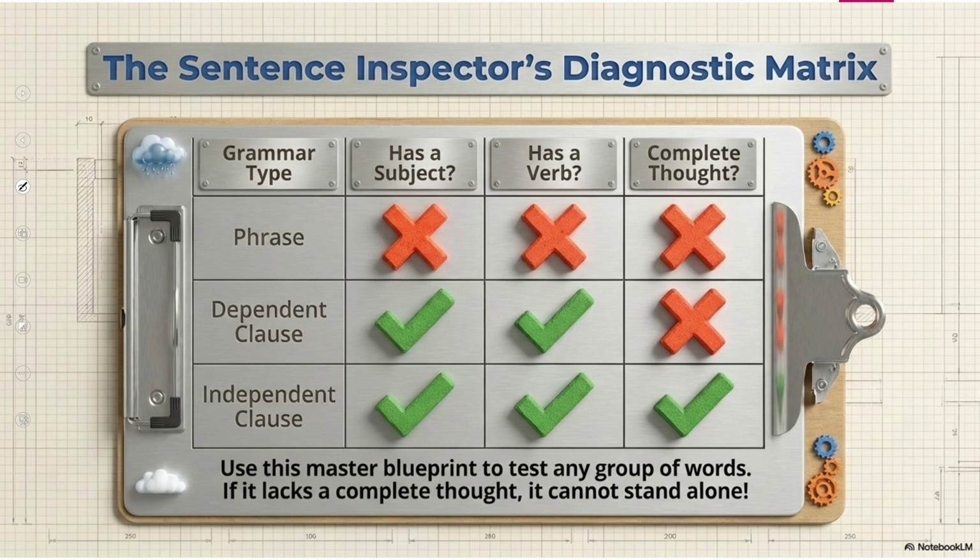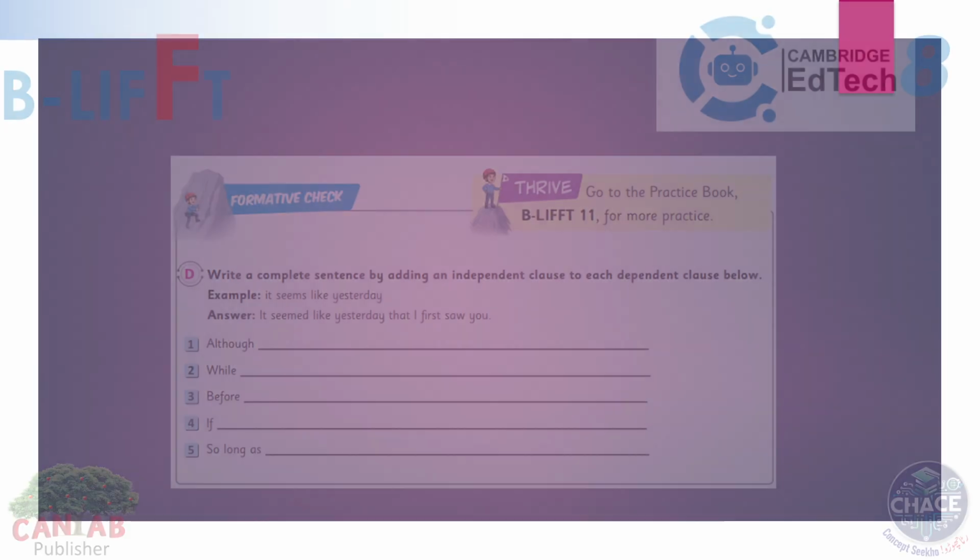Yes. Now move ahead. Sentence inspector's diagnostic matrix. Yes, look at this. Grammar type: phrase. Does a phrase have a subject? No, it hasn't any subject, hasn't any verb, and it doesn't give any complete thought. This will be the phrase. Dependent clause: yes, it has a subject, has a verb, but doesn't give a complete thought. An independent clause has a subject, has a verb, and it also gives a complete thought. Use this matrix. Yes, you can use this. Keep in mind.